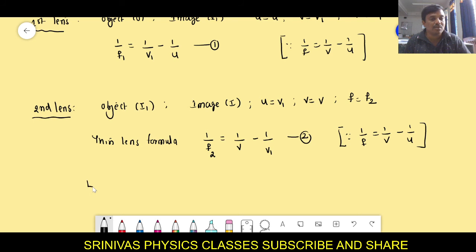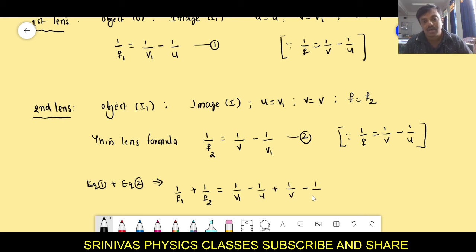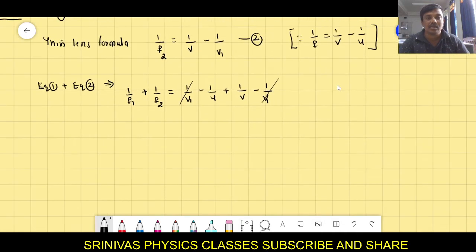Now we can add both the equations, because the combination gives the result. We are combining the first lens and second lens. That's why we should add both of them. Left sides you can add 1 by f1 plus 1 by f2. Right sides also we can add 1 by v1 minus 1 by u plus 1 by v minus 1 by v1. In this, 1 by v1 will cancel. This is 1 by v1 and minus 1 by v1.